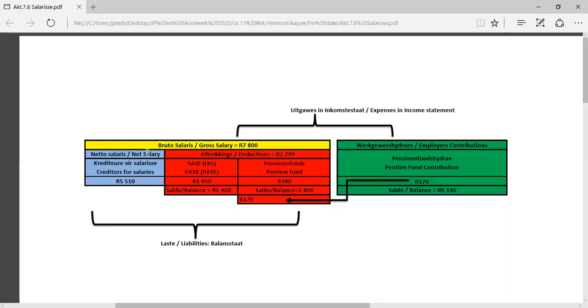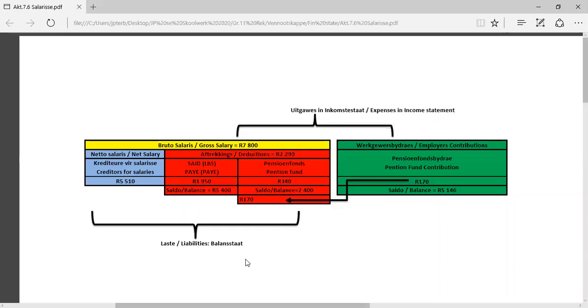So, your netto salaris is eintlik die cash wat jy op die ouend in jou rekening gaan ontvang nadat daai aftrekkings gemaak is. Nou, ons het mos nou nog nie hierdie werker betaal nie, want ons het hom glad nie eens in die salarisjoernaal gesit nie. So wat beteken dit? Dit beteken daai R5,510 skuld ons nog vir hom en dit noem ons creditors for salaries. Okay, en dit gaan jy as 'n las in jou balansstaat sit.